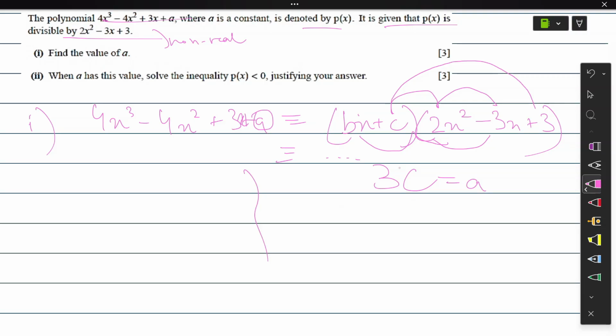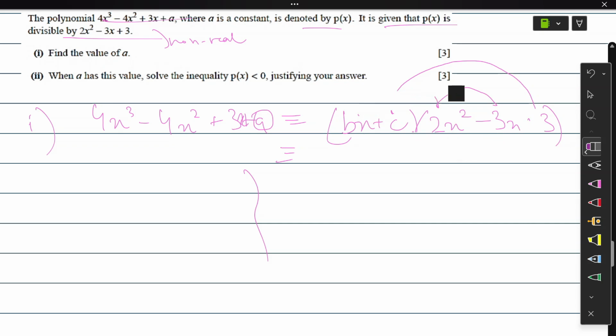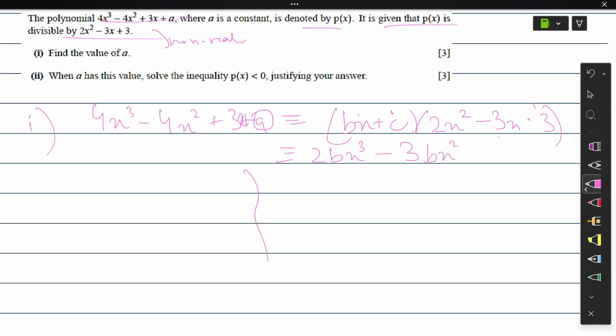Now it won't come directly, we also have to find c. So we'll have to take the longer route. I do have a smaller solution for it, but let's just do the lengthy way. That's a safer way out. Anyways, here we go. So this is going to turn into 2bx cube minus 3bx square plus 3bx, then we have plus 2cx square minus 3cx plus 3c. So we already know 3c equals a.